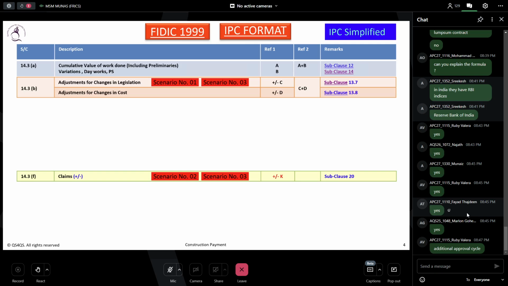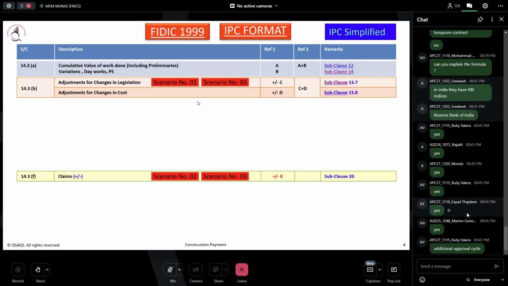So here there's no problem with the contract price. The contract price remains as it is, but there's going to be a delay in the project because of changes in legislation. So this will not come under 14.3b or segment 13.7. It will come under 14.3 because it's a claim. Just mark it all. But FIDIC doesn't talk about this kind of detail. They don't address these scenarios 1, 2, 3.